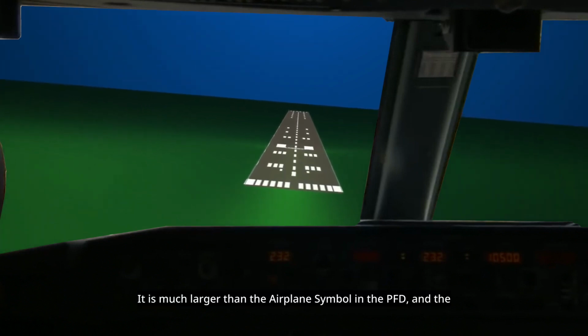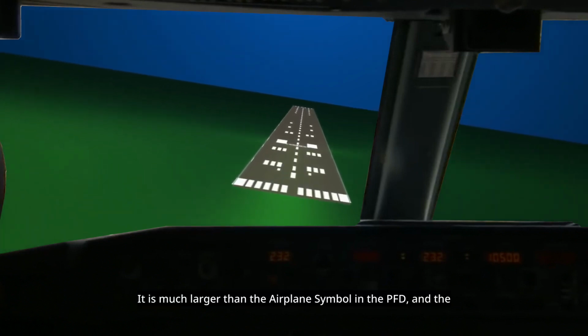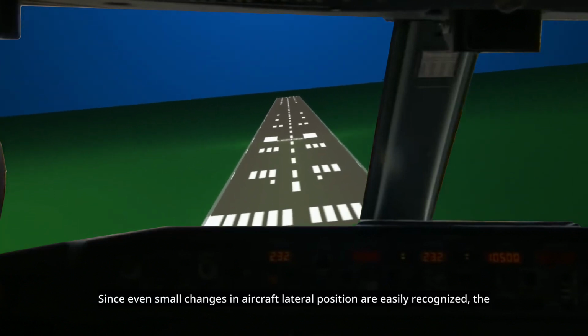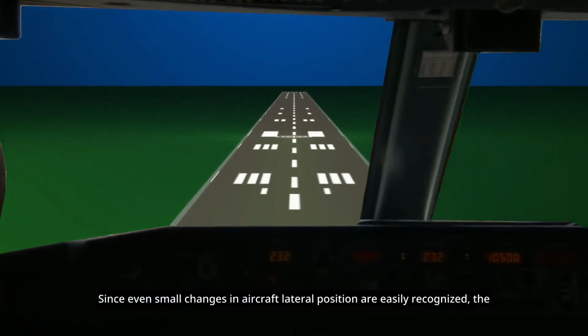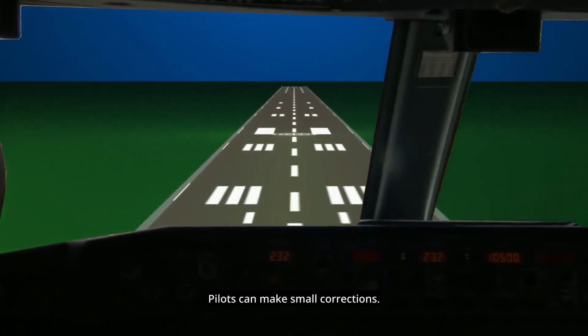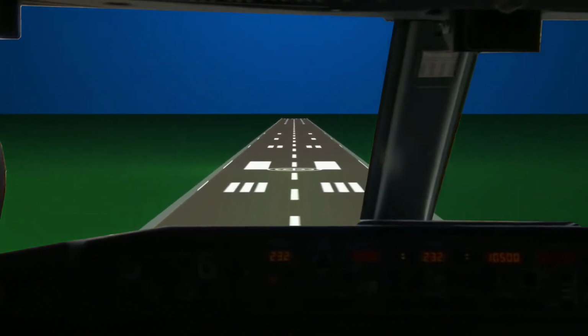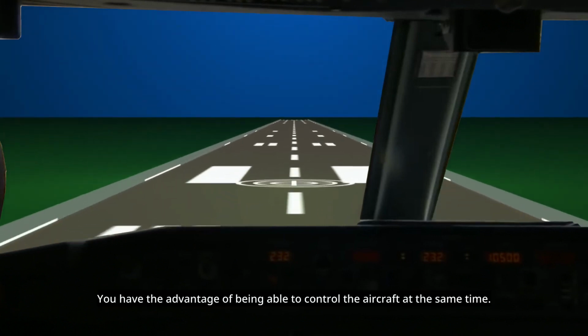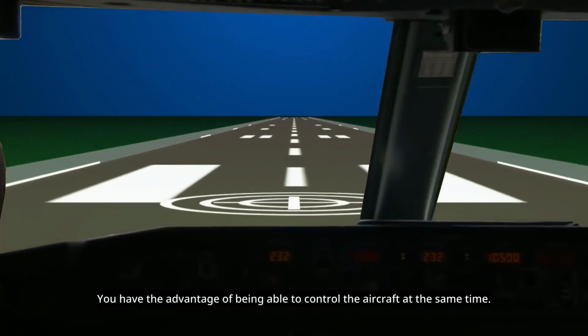The glare shield is much larger than the airplane symbol in the PFD and located at the front of the cockpit. Since even small changes in aircraft lateral position are easily recognized, the pilots can make small corrections. You can also look at the entire outside reference and have the advantage of being able to control the aircraft at the same time.